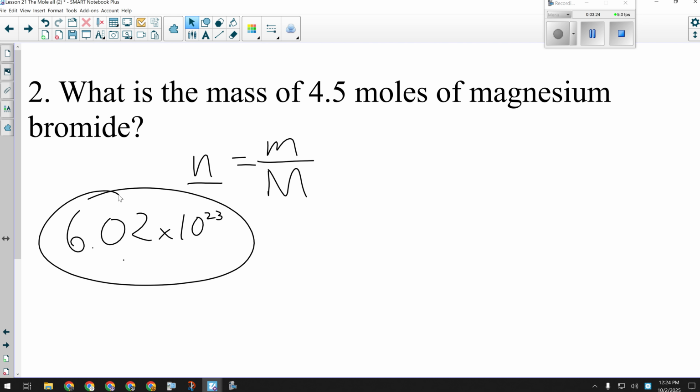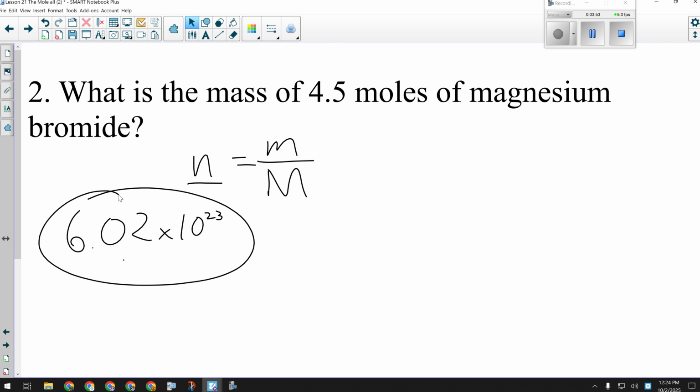If you're ever confused as to whether you should multiply or divide, here's all you have to think about. If I'm trying to calculate the number of molecules, is that going to be a really big number? Even in a small sample, the number of molecules would be a gigantic number. So if I want to make a really big number, would I multiply by this really big number or divide by it? Multiply. Multiplying makes numbers bigger.